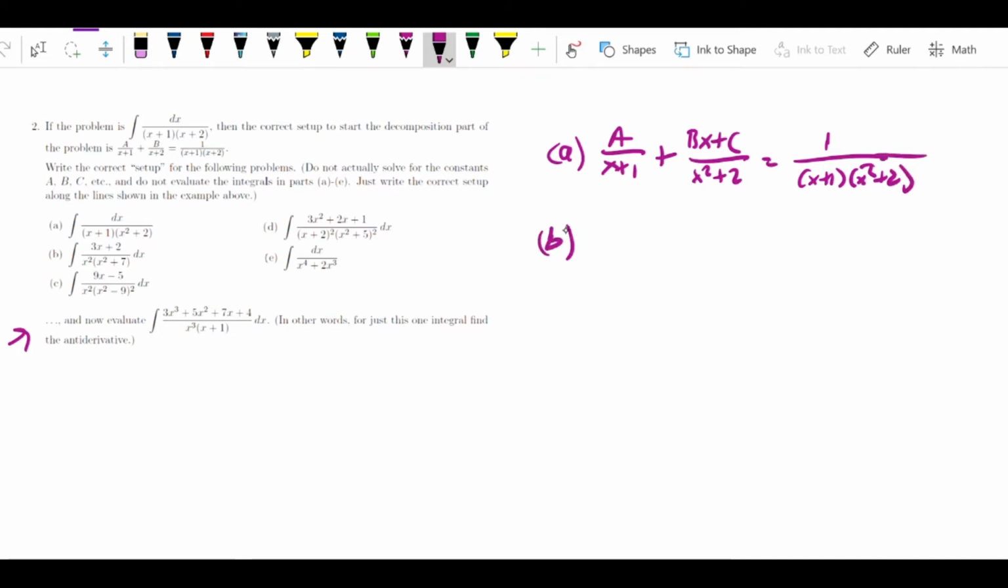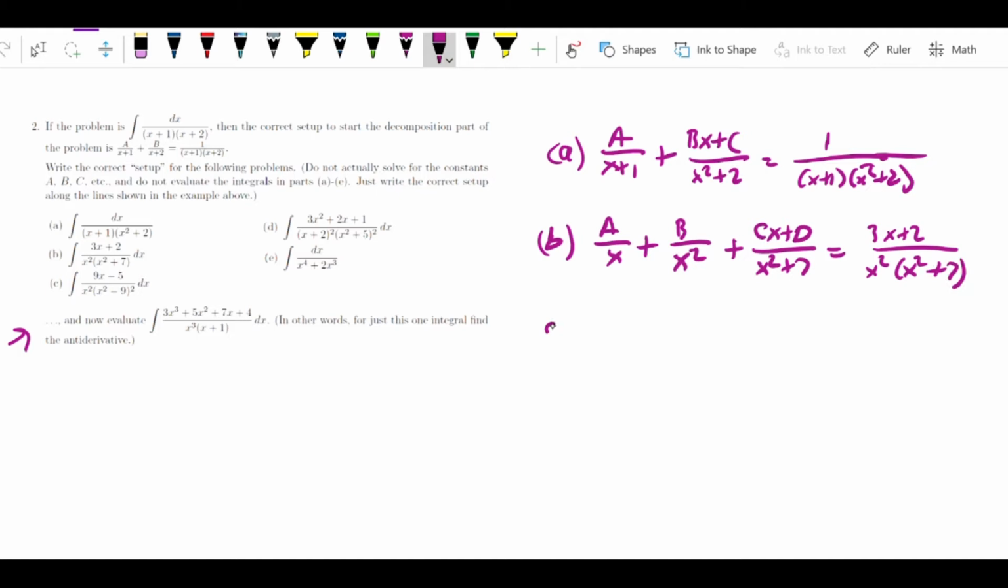For part B, don't be fooled by the fact that this is an x squared. X squared is a repeated linear factor. It's not an irreducible quadratic factor, because of course you can factor x squared into x times x. So as you can see, it's actually just a repeated linear factor. So don't be fooled by that. X squared by itself, without being, say, x squared plus a positive number, is a repeated linear factor, not a quadratic factor. So this is going to be a over x plus b over x squared, because that's how we deal with repeated linear factors, then plus cx plus d over x squared plus 7 is equal to 3x plus 2 over x squared plus 7.